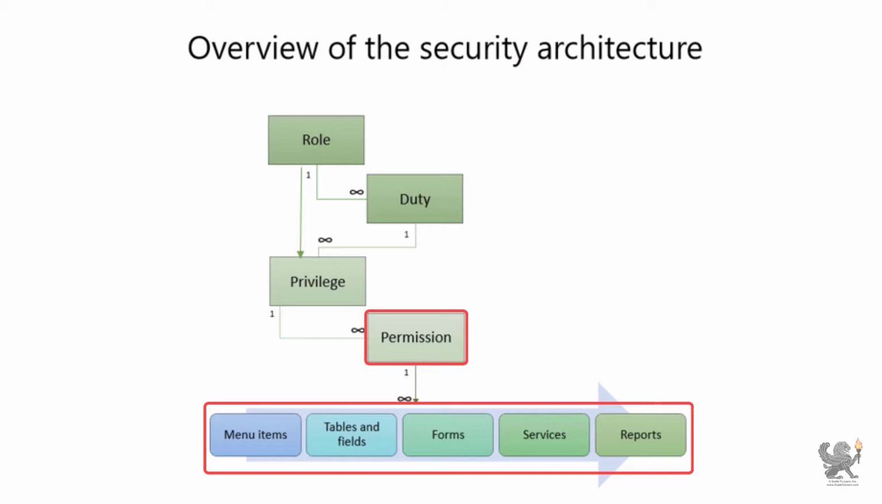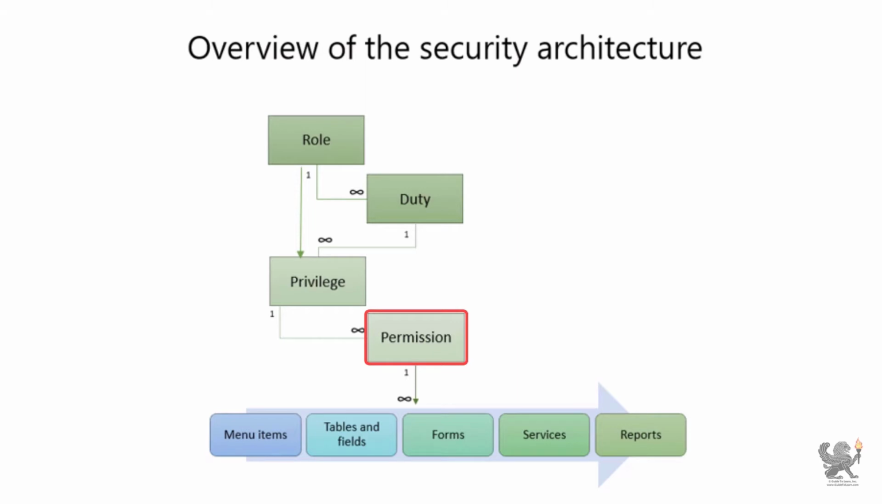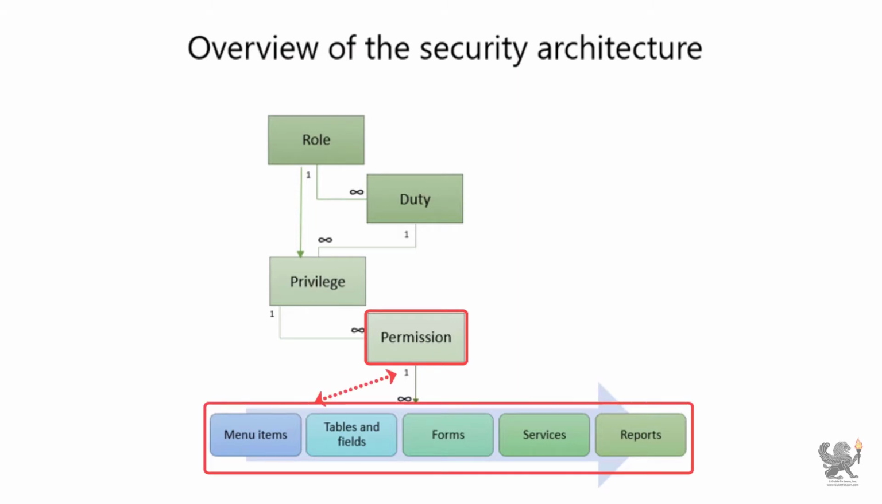Each function, such as a form or a service that is accessed through the entry point, menu items, web content items, and service operations, is referred to collectively as entry points. As you see, there is a one-to-many relationship between permissions and securable objects. That means one permission can be assigned to many different securable objects.